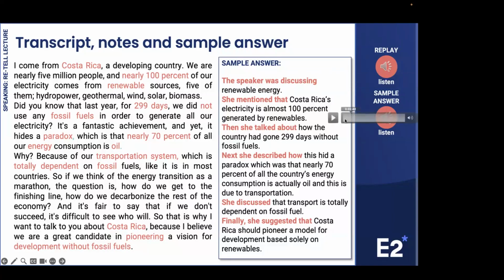Here we go. The speaker was discussing renewable energy. She mentioned that Costa Rica's electricity is almost 100% generated by renewables. Then she talked about how the country had gone 299 days without fossil fuels. Next, she described how this hid a paradox, which was that nearly 70% of all the country's energy consumption is actually oil, and this is due to transportation. She discussed that transport is totally dependent on fossil fuel. Finally, she suggested that Costa Rica should pioneer a model for development based solely on renewables.